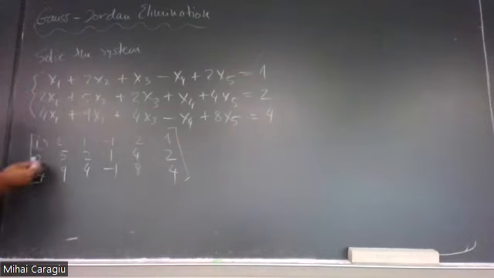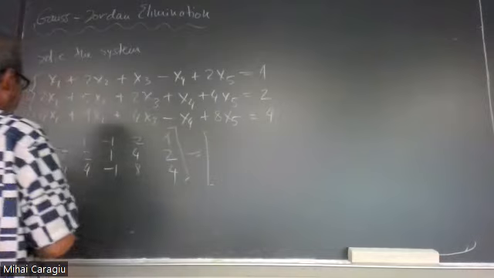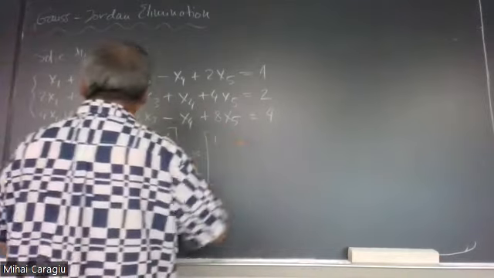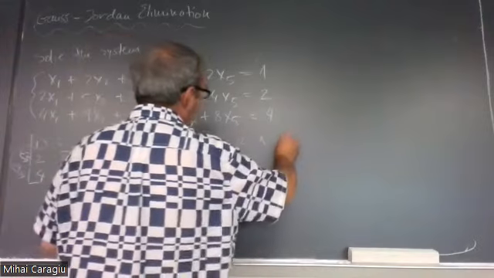Okay, so let's see. Create zeros below. Multiply the first row by minus 2, add to the second row. Then I multiply the first row by minus 4, add to the third row. So what do we get? The first row remains the same: 1, 2, 1, minus 1, 2, 1.